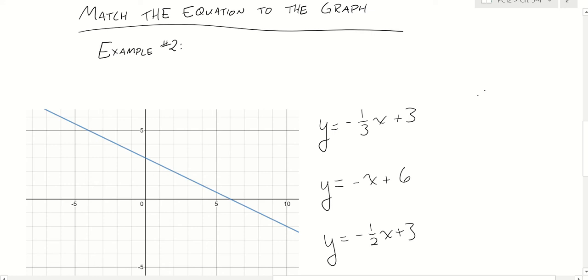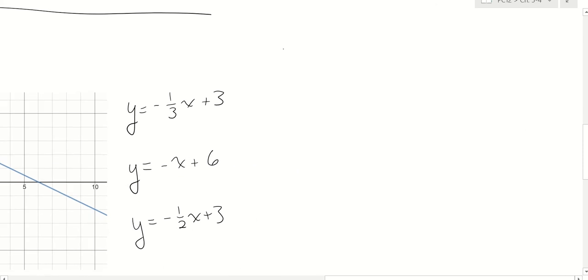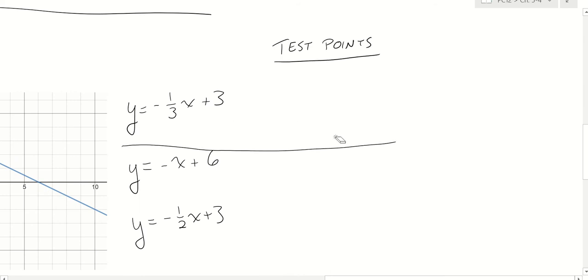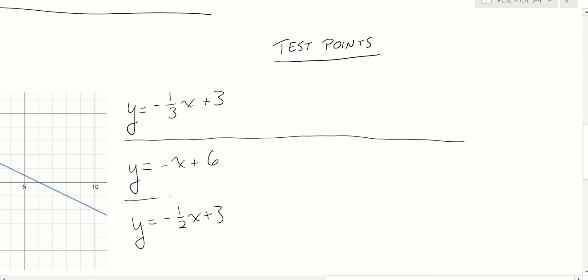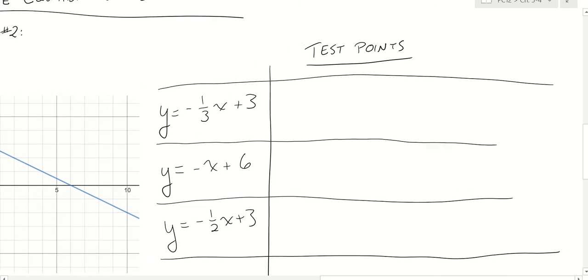We're gonna do the same strategy. First strategy is to look at test points. So we're going to choose two test points such that when we plug them in, we'll either get true statements or false statements. And if we get a false statement, then we know that that point can't lie on the graph of that particular equation. So let's roll. What 2 points should we choose?